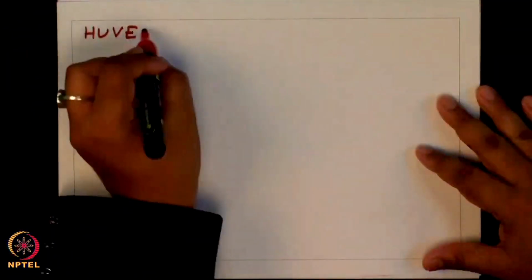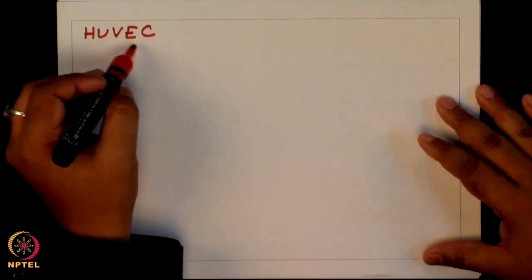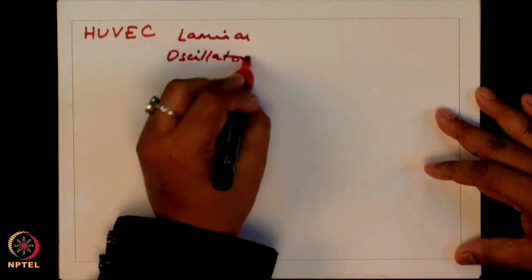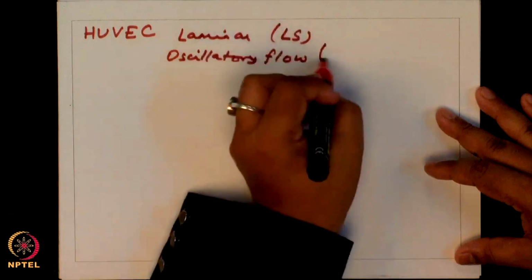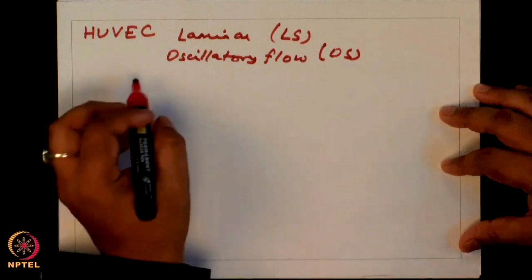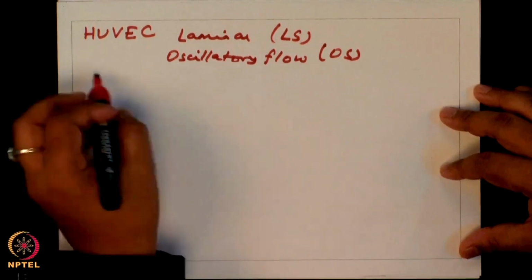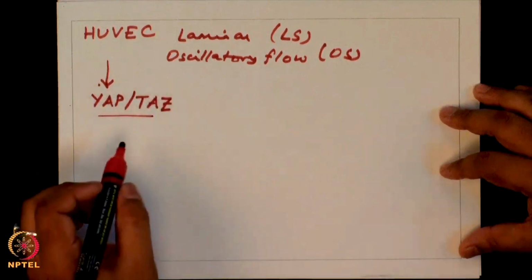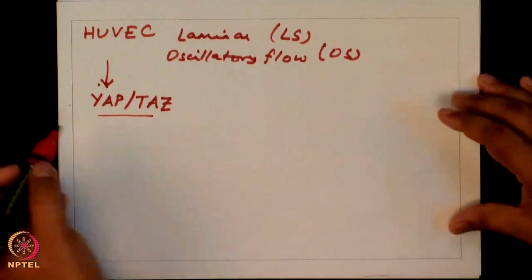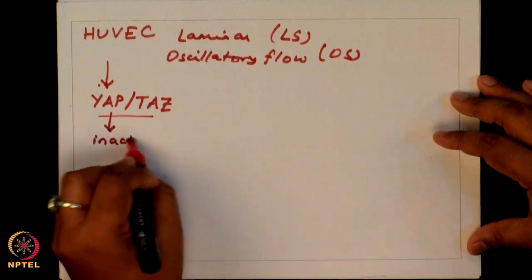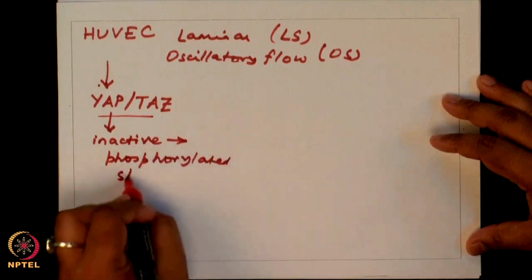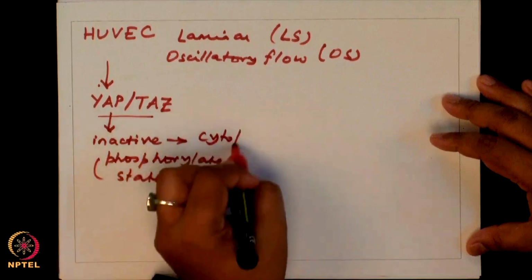So, what they found was they used HUVEC cells, human umbilical vein endothelial cells. And then they subjected them to laminar or oscillatory flow, so this is laminar shear stress or oscillatory shear stress. And what they found was, under these conditions they checked what is the profile of YAP and TAZ. Now, these transcription factors exhibit this particular behavior: when it is inactive, it is in its phosphorylated state, and it exhibits a cytoplasmic localization.